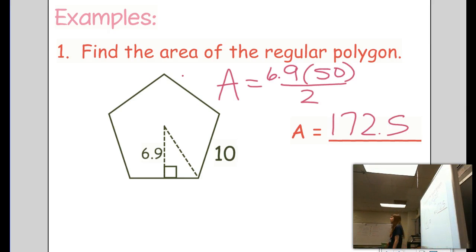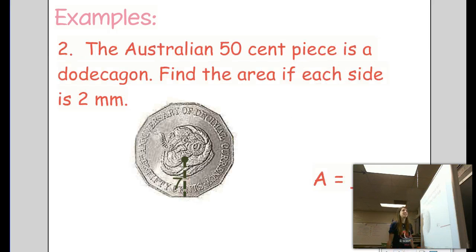Apothem times perimeter divided by 2. The only thing we had to actually find was this number. This was handed to us, and this was already part of the formula. All you had to do was 5 times 10.